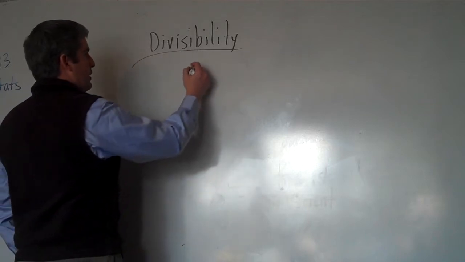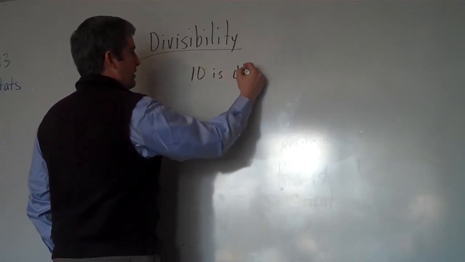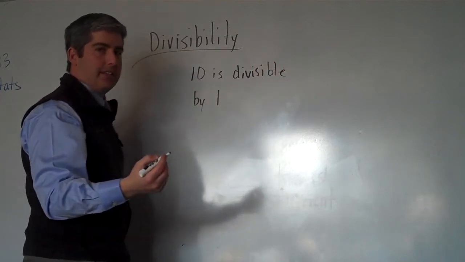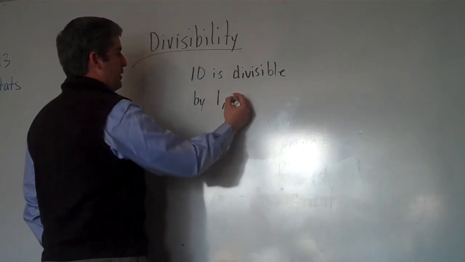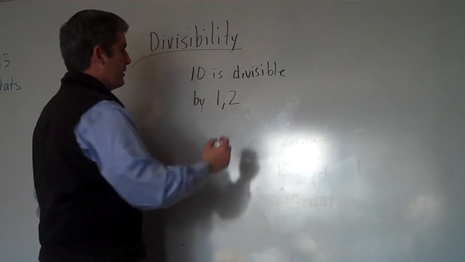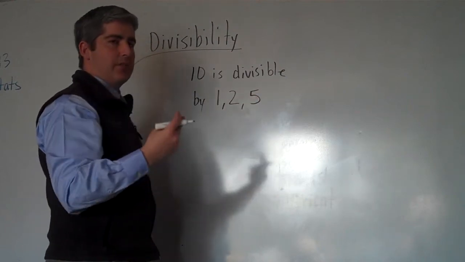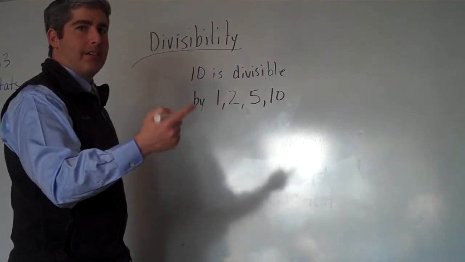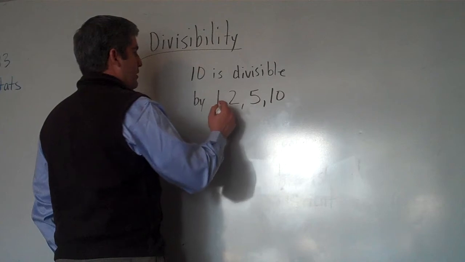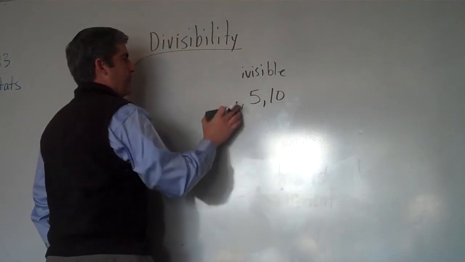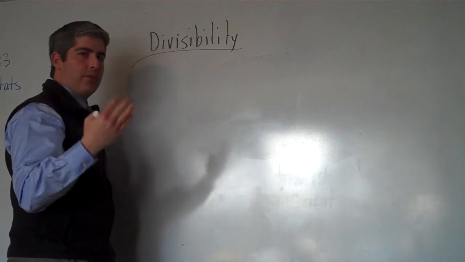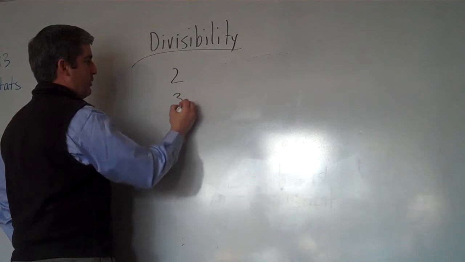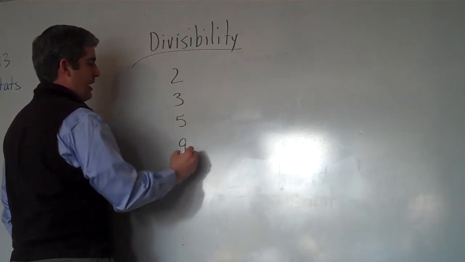For example, 10 is divisible by 1, obviously. All whole numbers are divisible by 1. 2, because 10 is an even number. 5 goes into 10 2 times. And of course, 10. All numbers are divisible by 1 and themselves. So, today what we talked about were divisibility rules, and we focused on 4 main divisibility rules: the divisibility rule of 2, the divisibility rule of 3, of 5, and of 9.